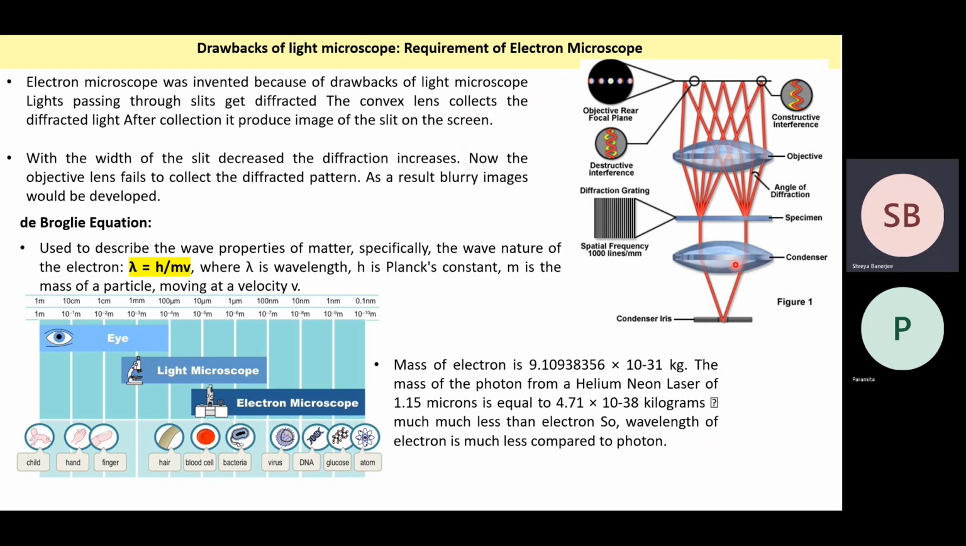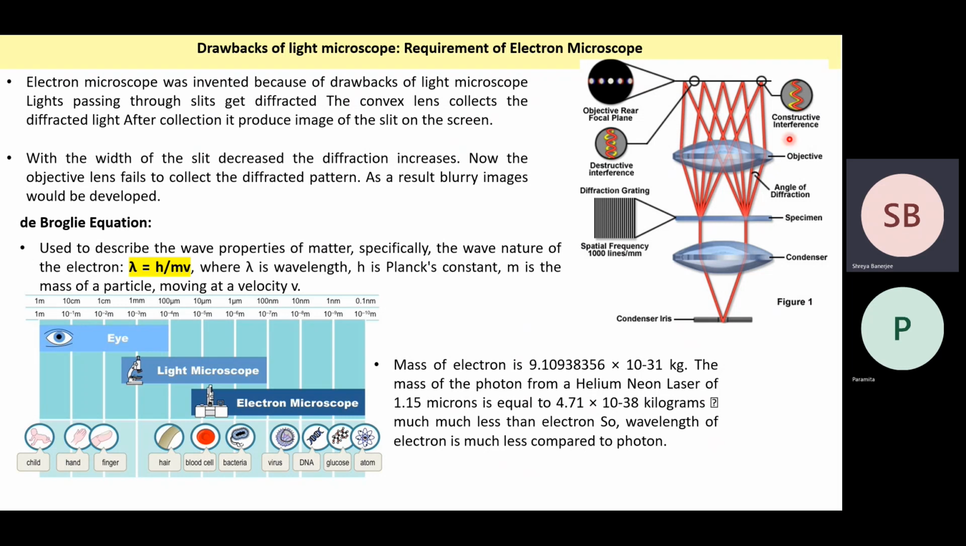What happens is, when the light passes through the specimen, the specimen is kind of like a diffraction grating, because between two cells there is a certain empty space, or between two atoms there is a certain empty space. So that empty space can act as a diffraction grating, and whenever the light is passing through the specimen, it gets diffracted or scattered before it reaches the objective lens.